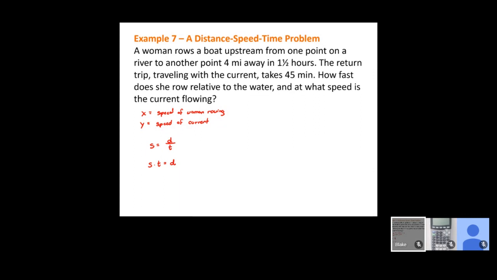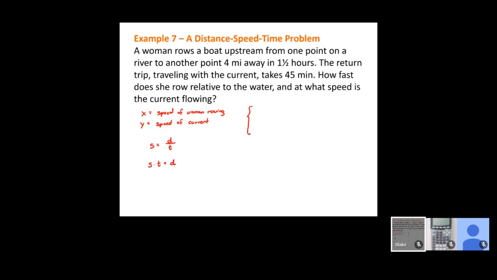Now let's think about how we can actually write our equations based off of that formula. Well, in this case, we know that she's rowing at a certain speed, but the current is either helping her or hurting her depending on the direction that she's going. So on that first trip, if she's going upstream and it takes her an hour and a half, is the stream, the current, working against her or with her? It's against her, and that's why it takes longer to go that direction.